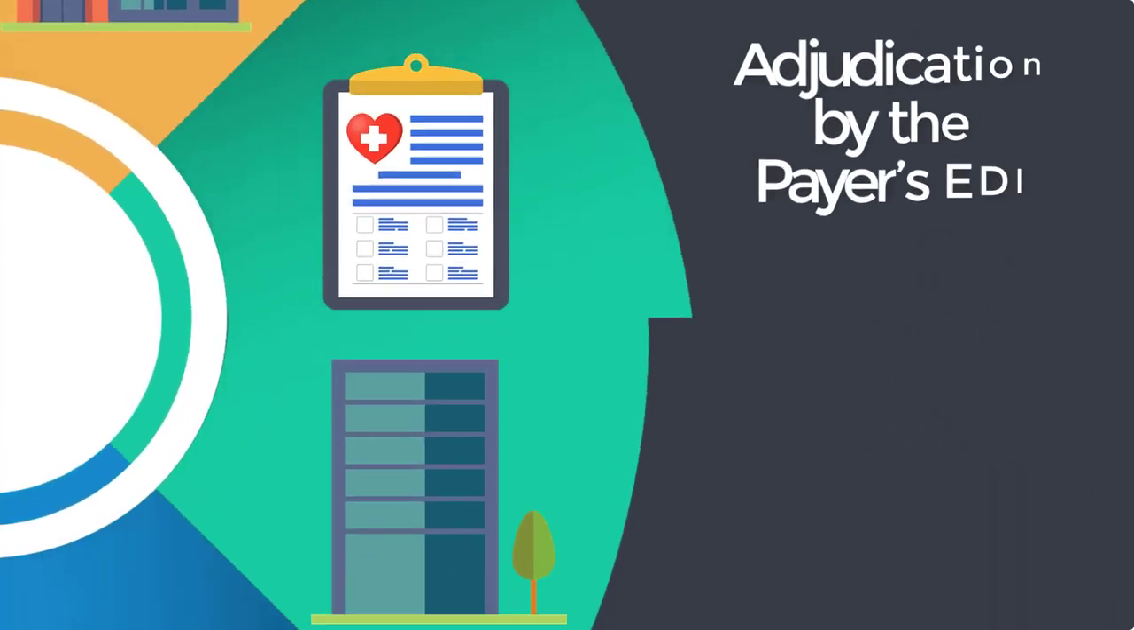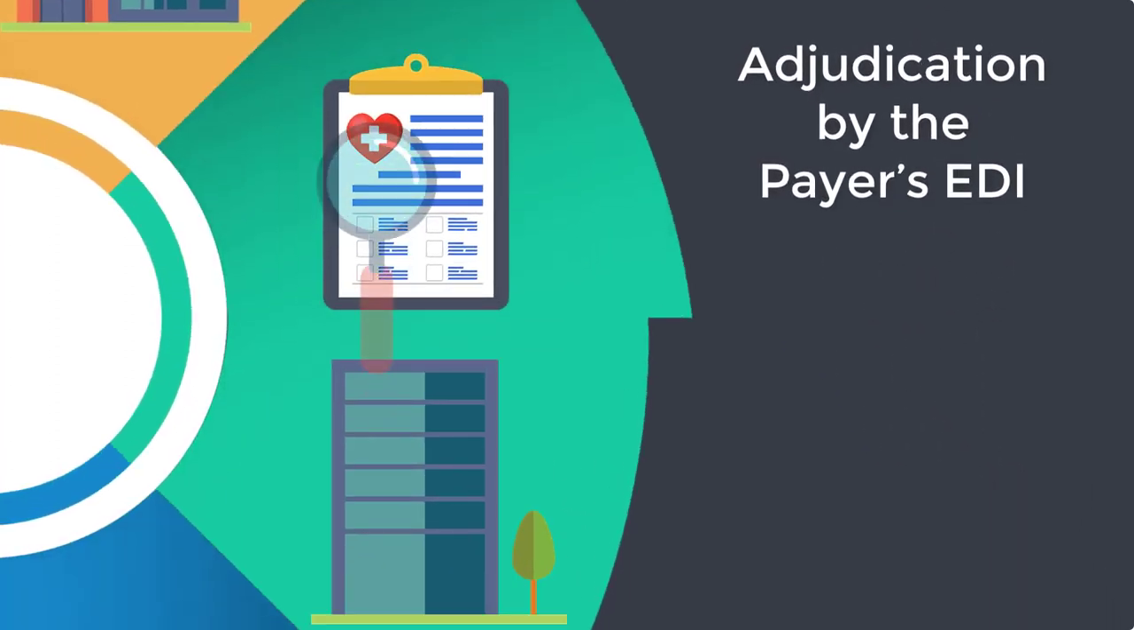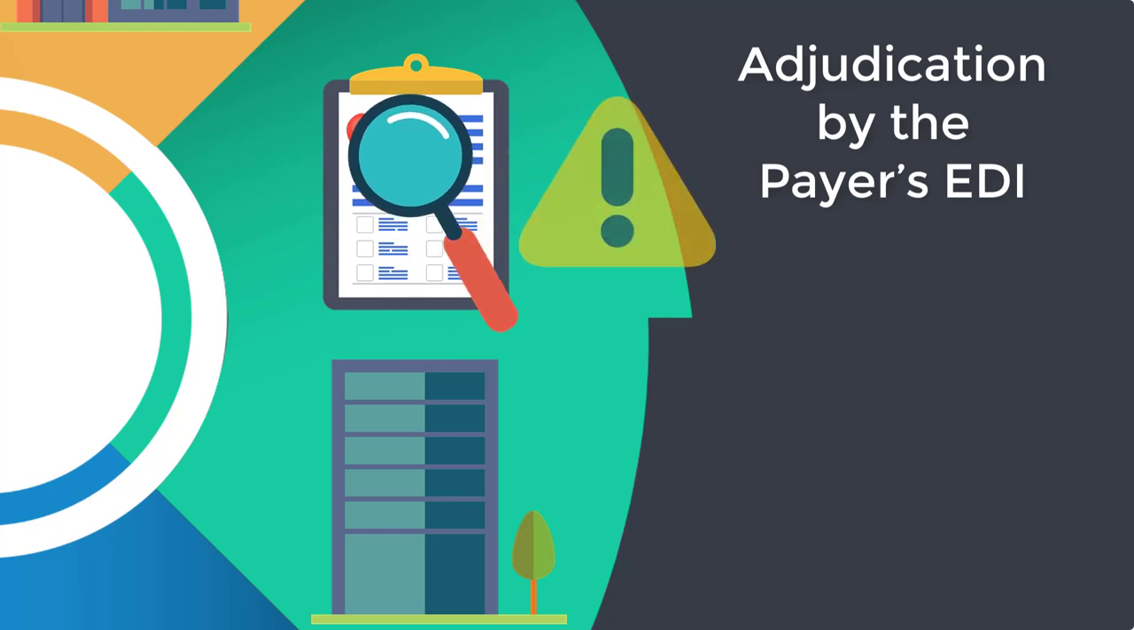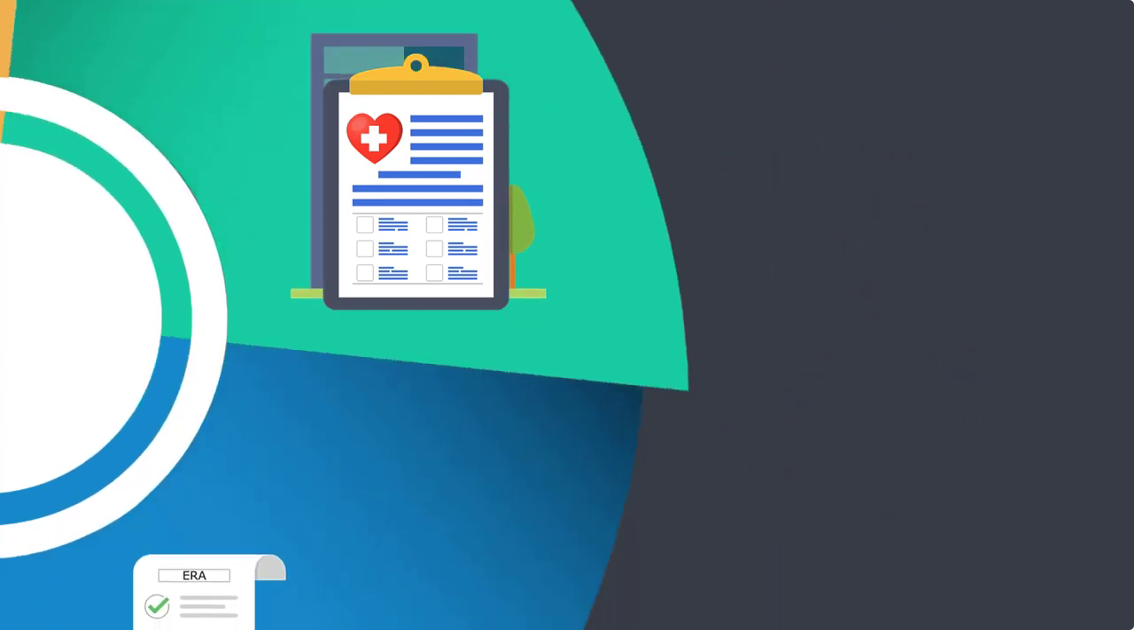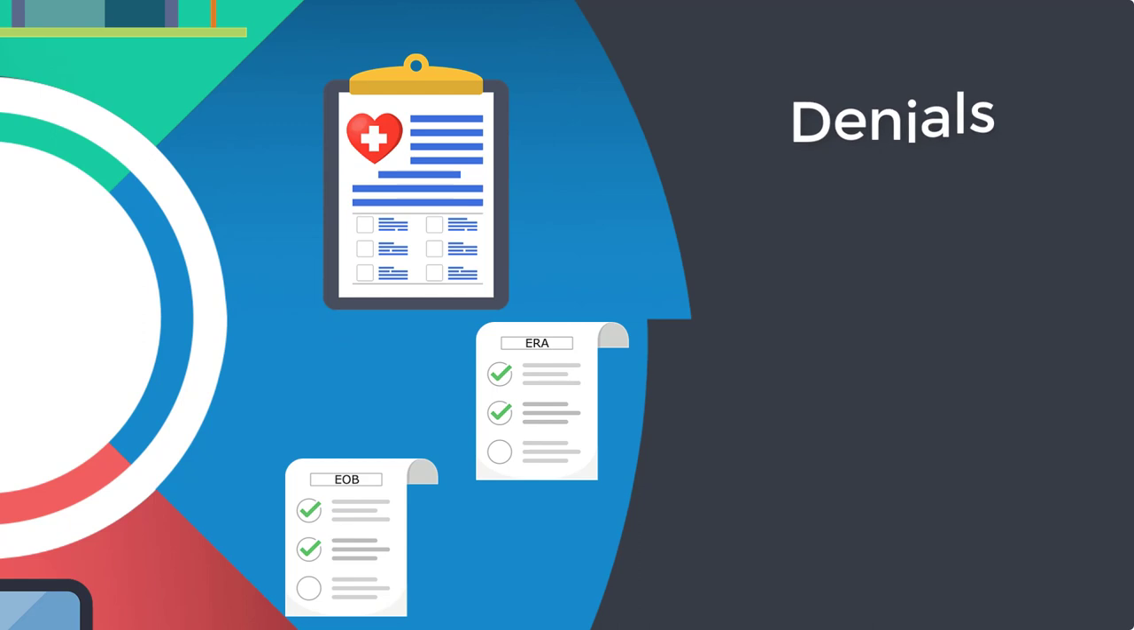Adjudication by the payer's EDI. If the payer finds any errors, they will reject the claim back to you. These are identified as payer-generated rejections. Denials. If a billing error is found after the payer processes the claim, it will be flagged as a denial and will be included within the paper EOB or ERA.